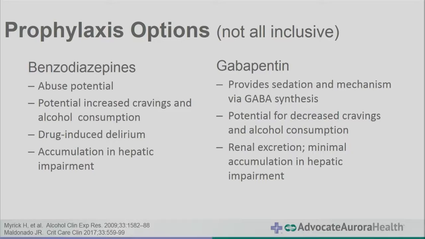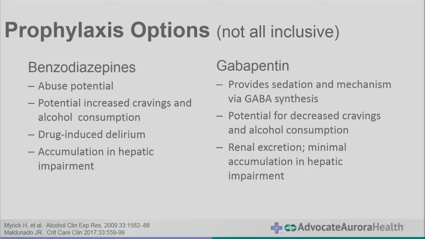It potentially increases alcohol consumption and cravings. It leads to delirium, and most of these patients, the organ that tends to be impaired is the liver. So there's more accumulation and hepatic failure, and then you just have more prolonged and oversedation that comes with it.